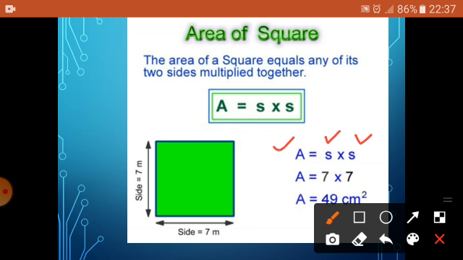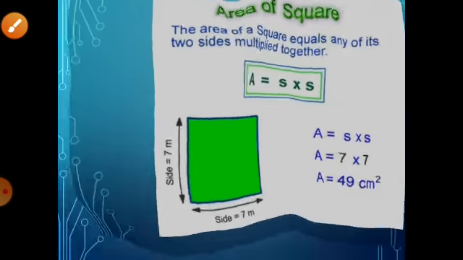So there is a problem in this question. Let's see what. 7 times 7 is 49, that is correct. Look at the unit given in the question, that is 7 meter. And look at the unit written over here in the answer, 49 square centimeter. So be very careful when you are writing your answer. It's basically 49 square meter it should be. So this is the wrong unit written here. So whenever you solve these types of questions, be very careful with the units. So write the correct unit.